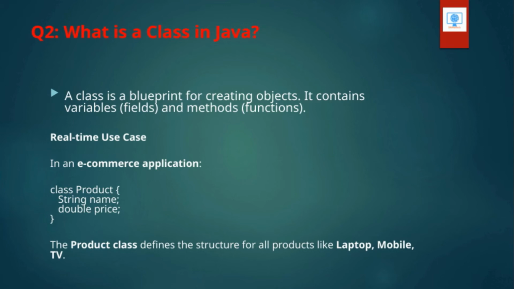Now, to bring this to life, let's consider a real-time example from an e-commerce application. Imagine we have a class called Product. Inside this class, we might have variables like the product's name, which is a string, and its price, which is a double. These variables describe the attributes of a product. The Product class then provides the structure for all kinds of products, whether it's a laptop, mobile, or TV. Each of these specific products will be an object created based on the Product class blueprint.